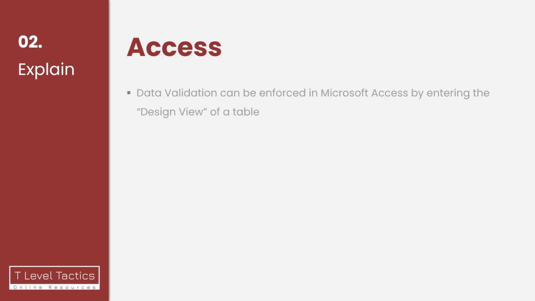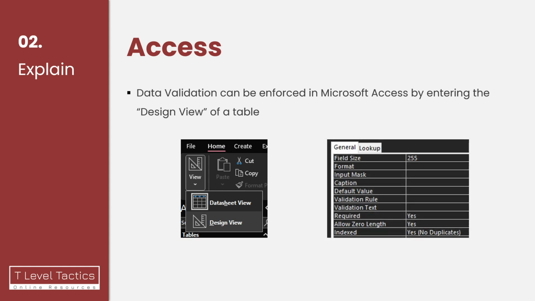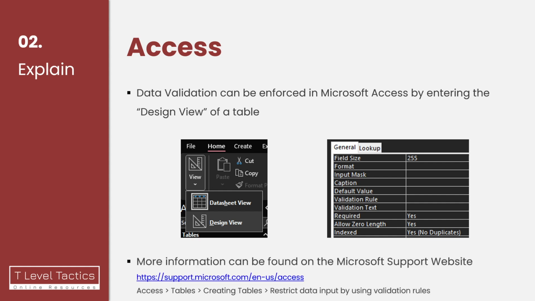Data validation can be enforced in Microsoft Access by entering the design view of a table. When you have a table open, head to the top left of the screen and click on View, and then Design View. At the bottom of the screen, you'll see this, where you can see validation rule and validation text in the center. More information on data validation in Microsoft Access can be found on the Microsoft Support website. You can head to Access, Tables, Creating Tables, and the article that says Restrict Data Input by using validation rules.